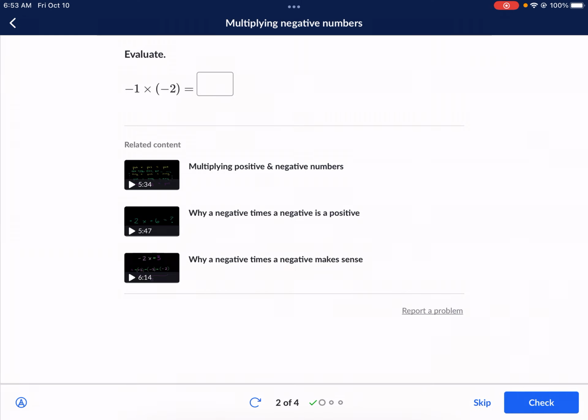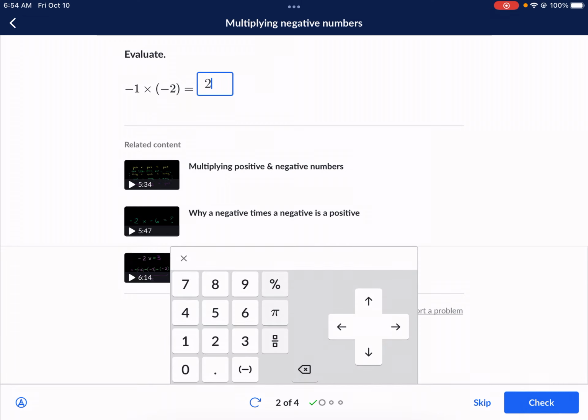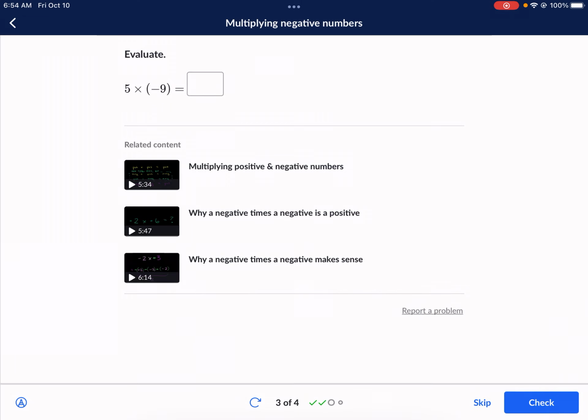All right, here we go. So this is the case I was talking about. 1 times 2 is 2. A negative 1 times a positive 2 would be a negative 2, but now we have the opposite of that. A negative 1 times a negative 2 is going to be the opposite of negative 2, which is a positive 2. And that's all there is to it.